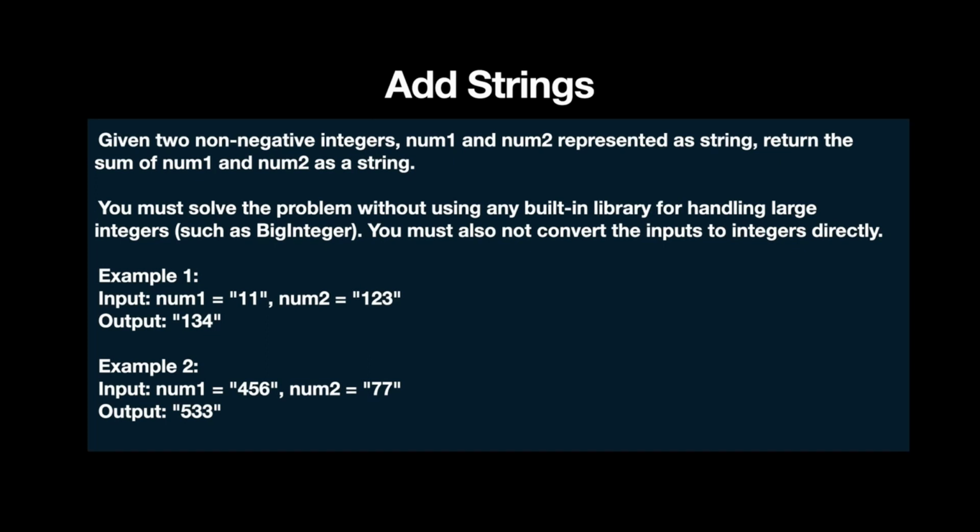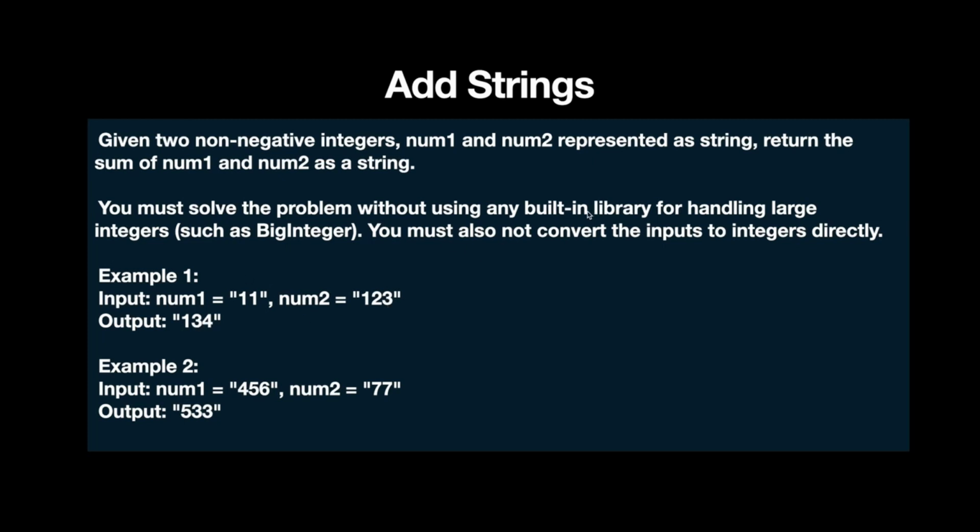Next question is add strings. So instead of adding two numbers, we are given two strings, right? We have to add these strings and return the output in string format only. So 11 and 123, if you convert them into integers and add them, it would be 134, right?